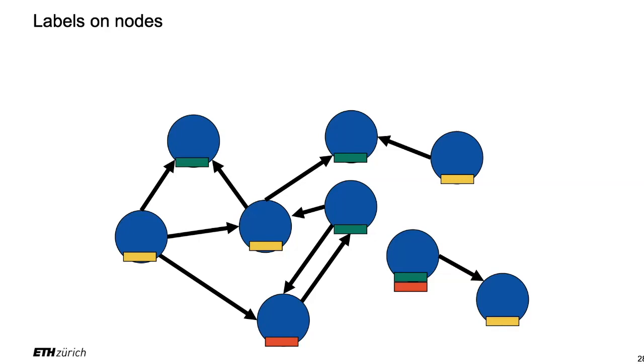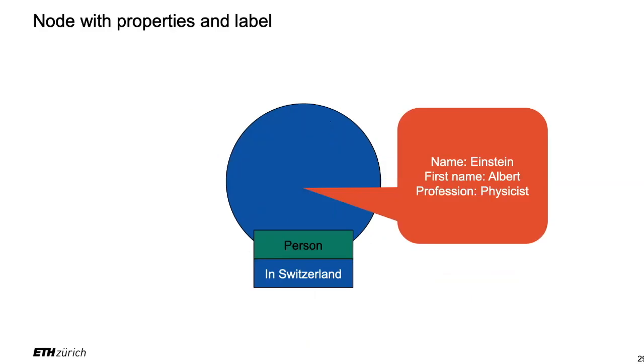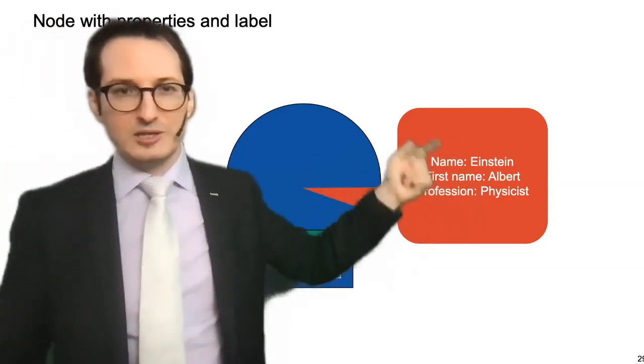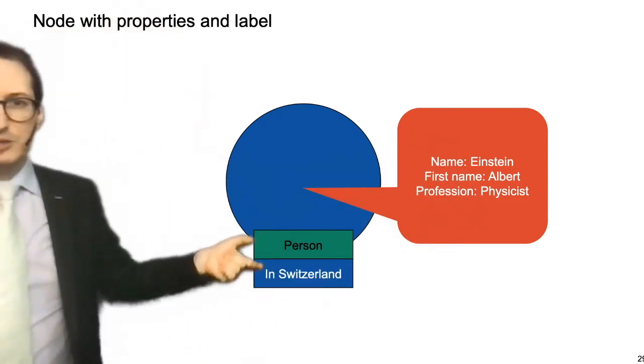So it sounds a bit very abstract, but again, you will understand immediately when I contrast this with relational databases. So now this is my node again. So I had a node with these three properties right there. What did I add? I added two labels here.